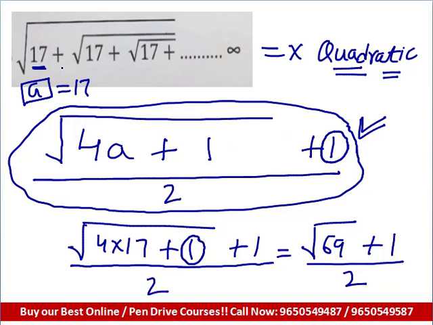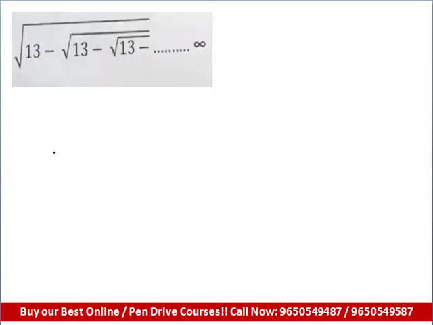Now the sign out here, students, was a positive sign. What if the sign is negative? As you can see out here, square root of 13 minus square root of 13 minus square root of 13, the series goes on till infinity. But the sign is a negative sign. Then what will you do?